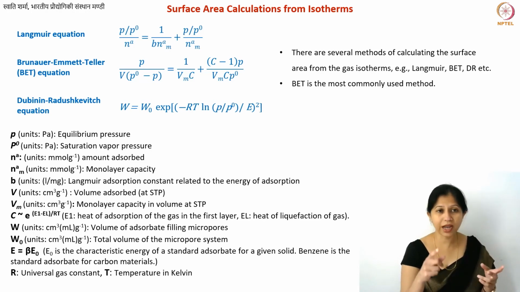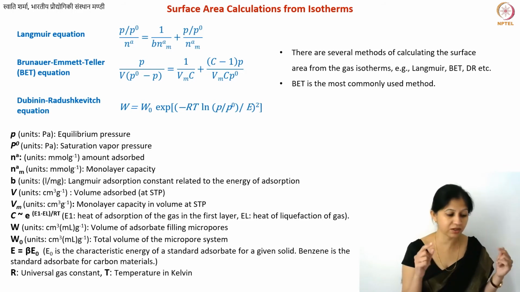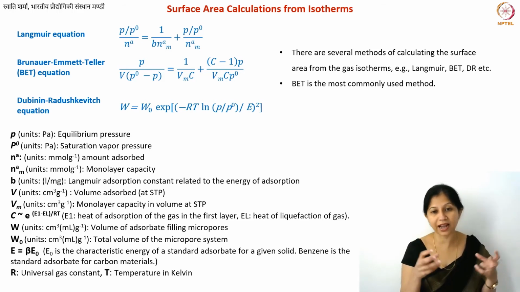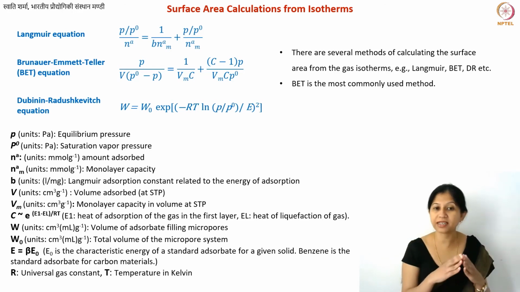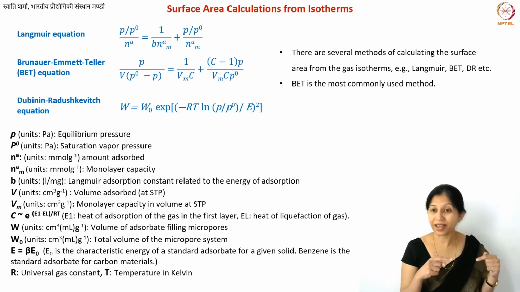The third one, the DR equation, there you see this energy term. This is also calculated based on the characteristics of your material. You will assume that there is some standard adsorbate for every type of material, and the characteristic energy of adsorption of that particular standard adsorbate is what you will take as the value of E0, and beta is a constant, then you will calculate the value of E. So you will also need to know some of these constants and parameters. Also the value of C, I have shown how to calculate. C is the constant in the BET equation.